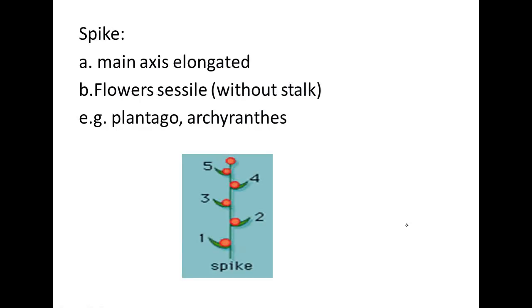Okay, let's discuss another one. The second kind of racemose inflorescence is the spike. You can see the main axis is elongated. Flowers are sessile. These flowers do not have any stalk; they attach to the main axis directly. That's why these kinds of flowers are called sessile flowers, without stalk. Like Plantago. The flowers are alternately arranged on the main axis: 1, 2, 3, 4, 5, like this.